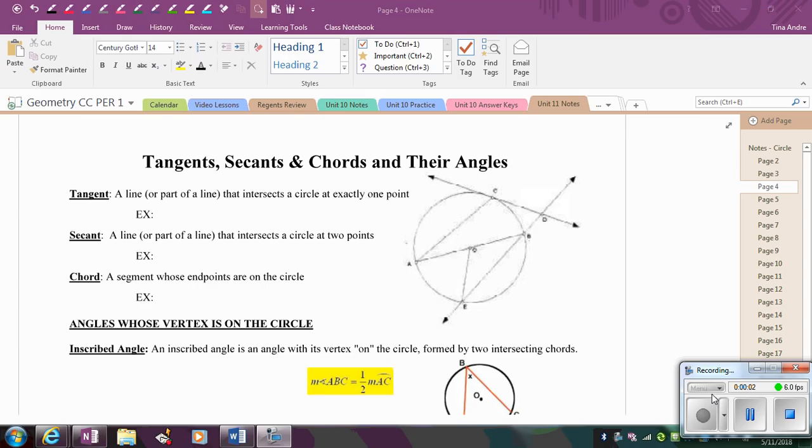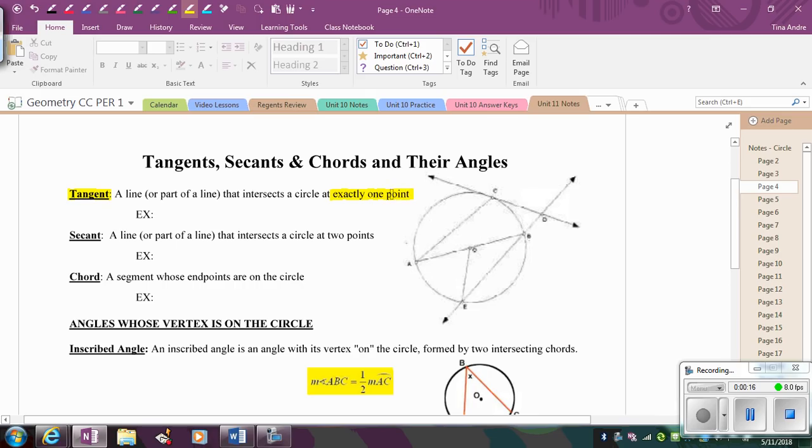In this lesson, we're going to learn about tangents, secants, and chords and the angles that are formed by those in circles. So the first thing here is the definition of a tangent line. A tangent line is a line or part of a line that intersects a circle in exactly one point.